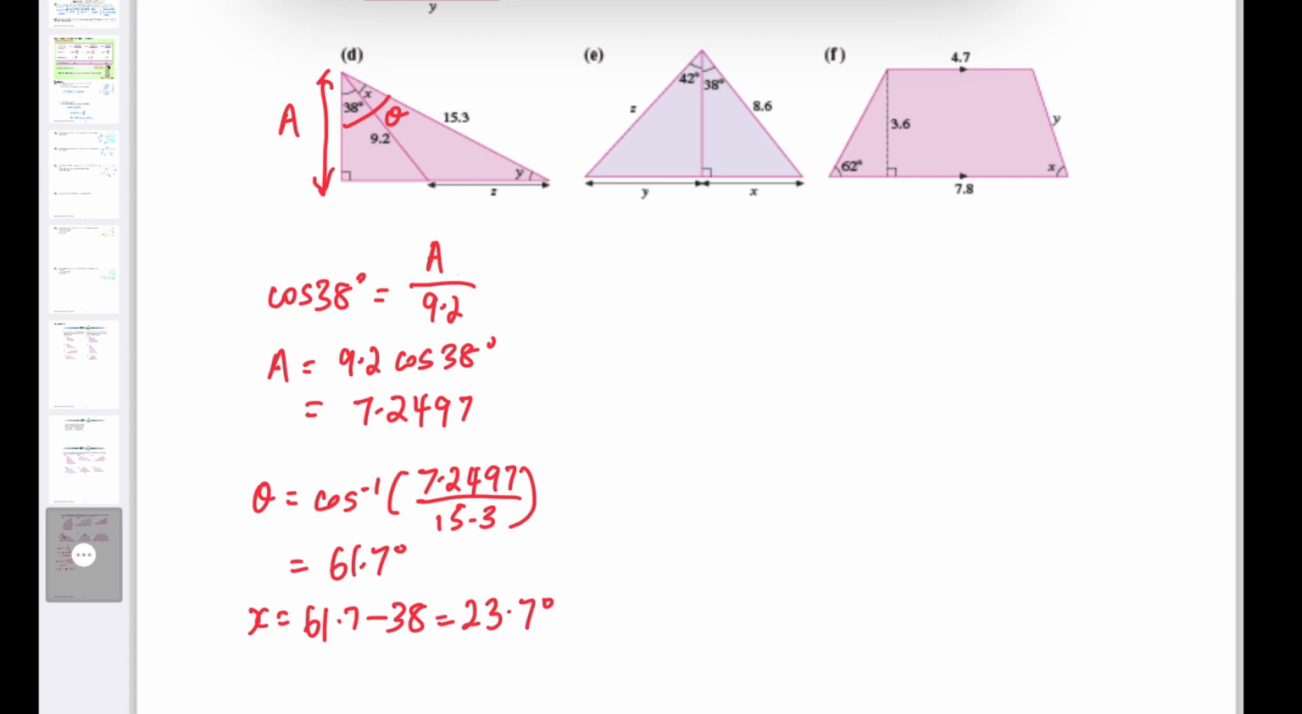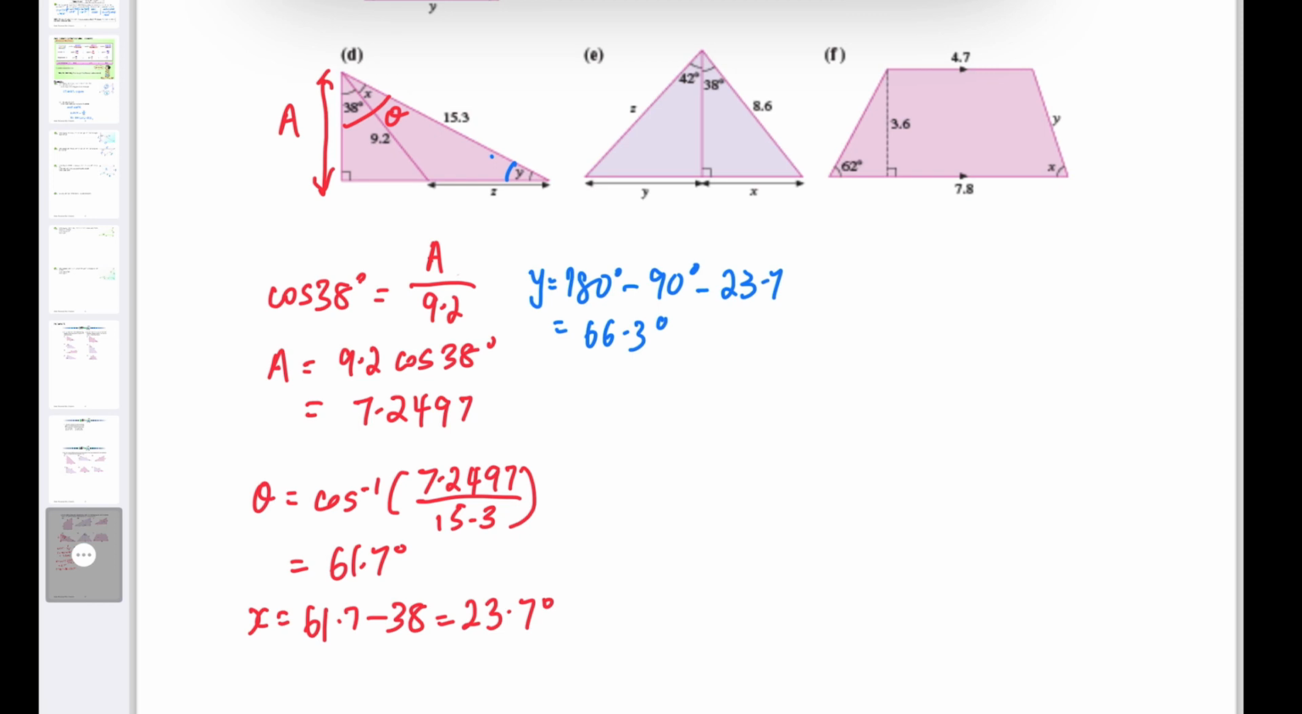Yep. Okay, so next we are looking at the y, which is over here. So all we need to do is to just take 180 degrees minus 90 degrees minus theta, which is 23.7. So y equals 66.3 degrees. Yeah.